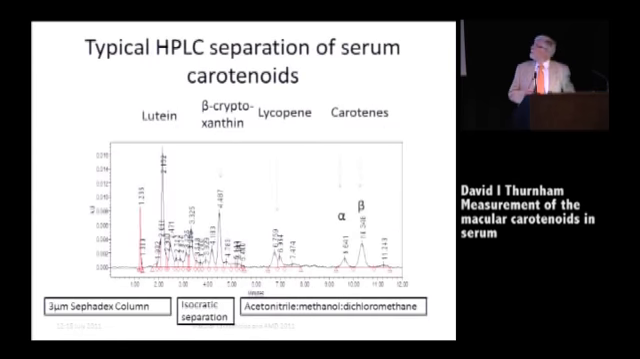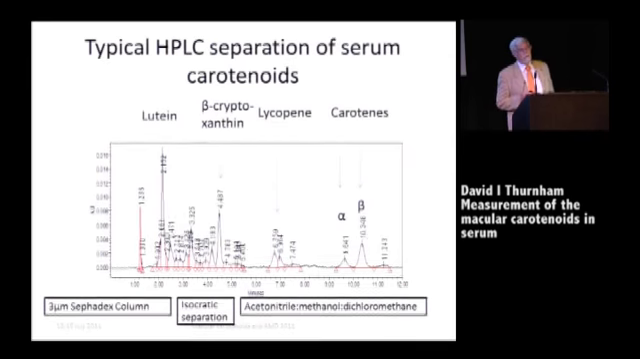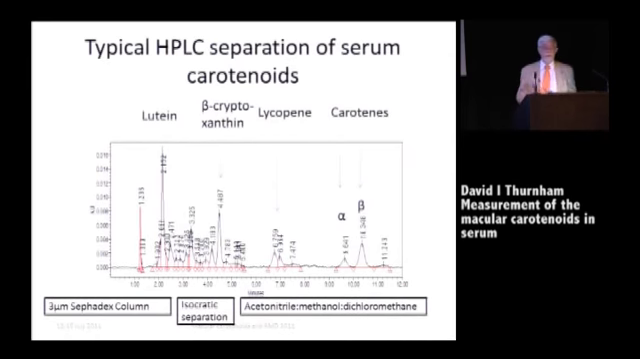Now, this is a typical isocratic separation of the carotenoids from serum. It's one that was produced recently. Some of the earlier ones in the 1980s would have been far less sensitive than this. Nevertheless, the ones in the 1980s would produce the 5 main carotenoids. Lutein would come off very early in the elution, then beta and alpha cryptoxanthin. Then you get the lycopene isomers, and then alpha and beta carotene. And finally, the last one to elute is an isomer of beta carotene.